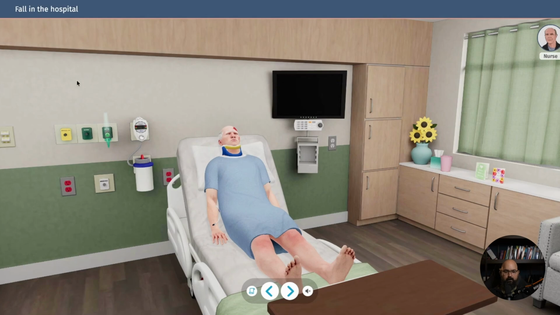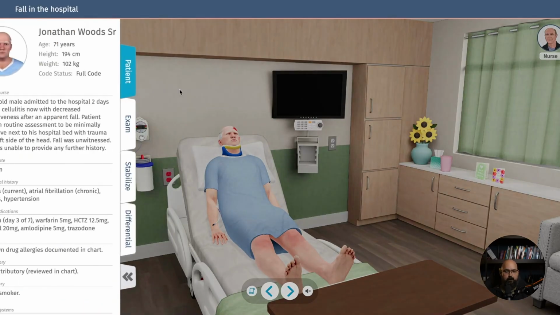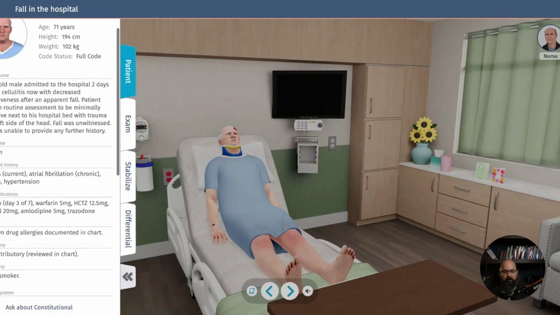We have this gentleman not hooked up. I won't run through the layout again. If you're curious about the basics of how this works, you can go check out the previous video. So let's open up the patient tab. We have a 71-year-old male admitted to the hospital 2 days ago with cellulitis, now with decreased responsiveness after an apparent fall. Patient found on routine assessment to be minimally responsive next to his hospital bed with trauma to the left side of the head. Fall was unwitnessed. Patient is unable to provide any further history. So this is already keying up to be pretty bad.